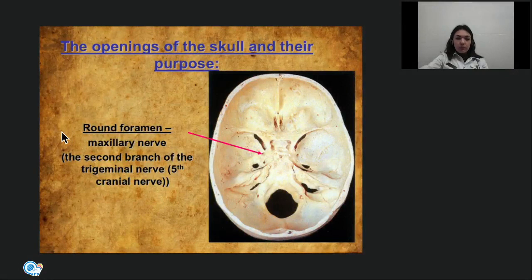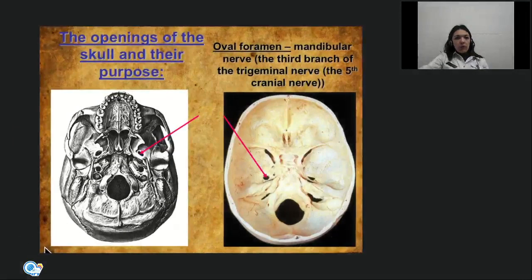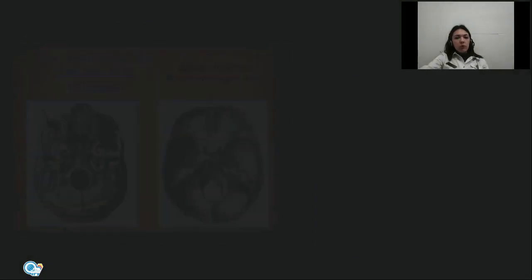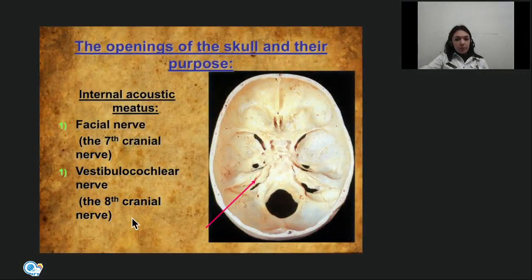the cranial cavity. So here we can see foramen rotundum, or round foramen, through which the maxillary nerve, that is the second branch of the trigeminal nerve, passes. Slightly behind and laterally, there is the oval foramen, foramen ovale, through which the mandibular nerve, that is the third branch of the trigeminal nerve, passes. And even more laterally, there is the foramen spinosum, through which the middle meningeal artery passes. All of these openings are openings of the middle cranial fossa.